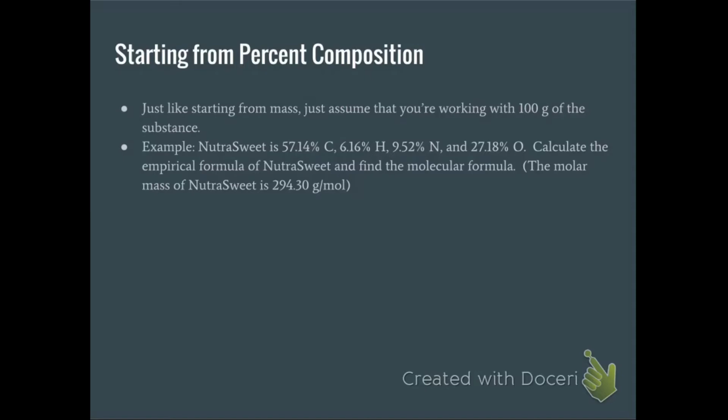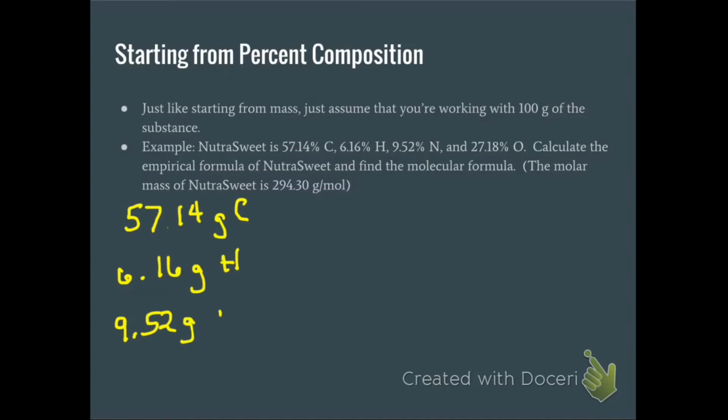With percent composition, you're going to do just like you're starting from mass. You just assume you're working with 100 grams. So if you're working with 100 grams, 1% equals 1 gram. So you just change all your percentages into grams. So we know we're going to have 57.14 grams of carbon, 6.16 grams of hydrogen, 9.52 grams of nitrogen, and 27.18 grams of oxygen.